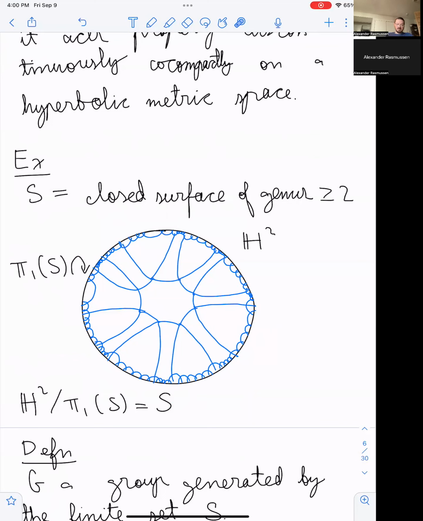And is the action co-compact? Well, what is the quotient? The quotient by the fundamental group is exactly the surface. So this is definitely a co-compact action. So we have our fundamental group acting properly discontinuously and co-compactly. So it's a hyperbolic group.